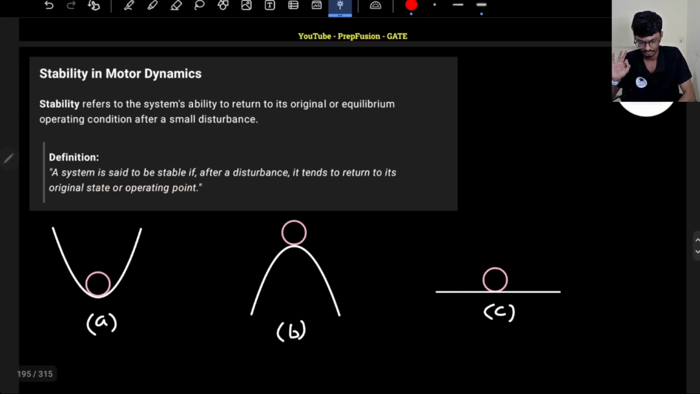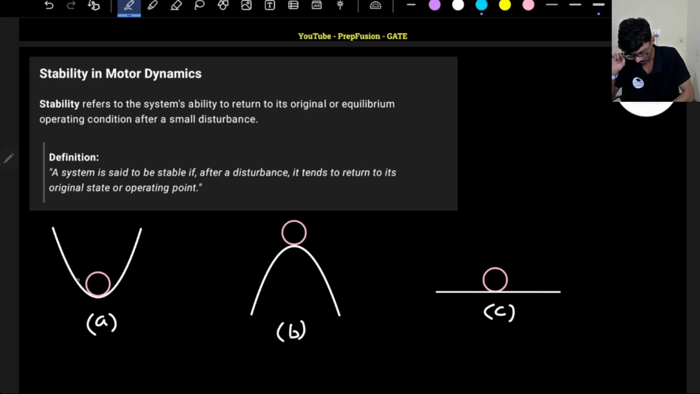A system is said to be stable if after a disturbance it tends to return to its original state or operating point. So if I see this ball, if I disturb this ball, let's say I give it some force in the right-hand direction, what will happen? It will go here, then due to gravity it will come back, go there, come back. It will oscillate, oscillate, oscillate, and ultimately it will be stable here.